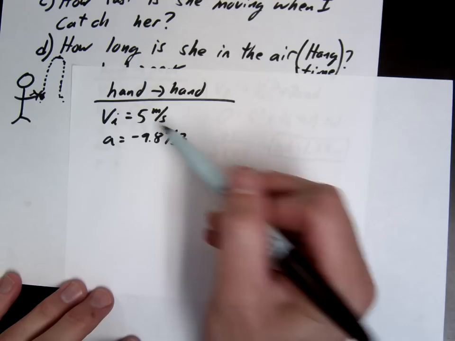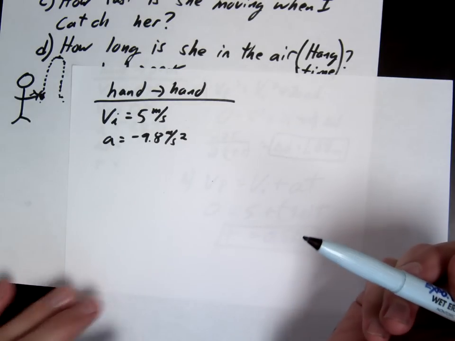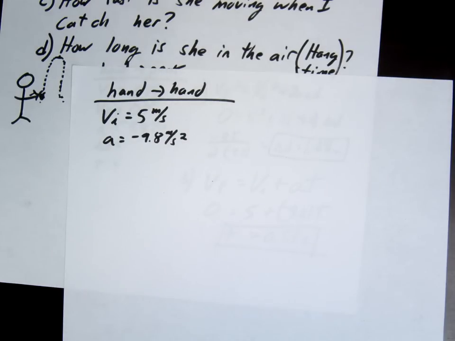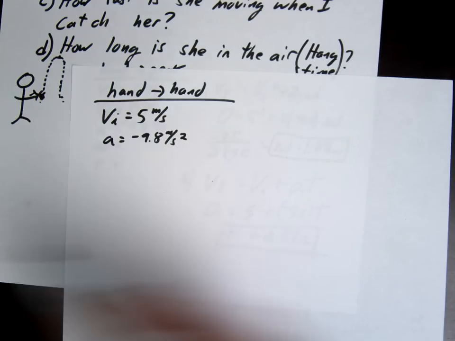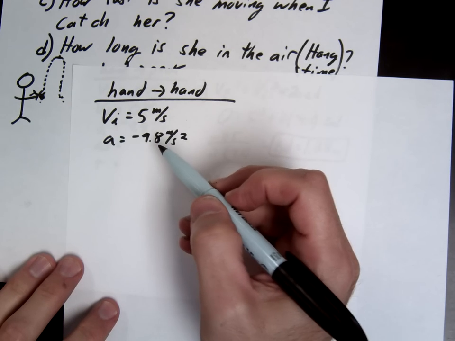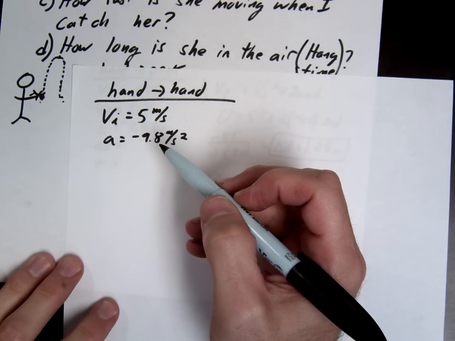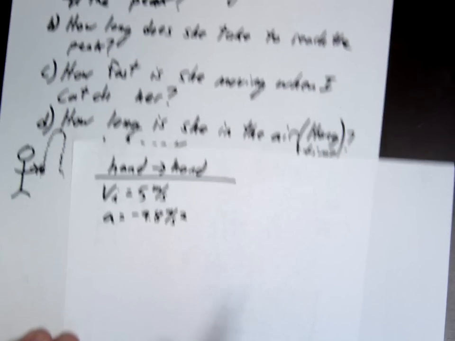Is final velocity 0? Okay, this is another one of those: when I catch her, her velocity is 0, but that's not what I mean. I mean right before I catch her. So we need one more. I'm going to bring the problem back up.